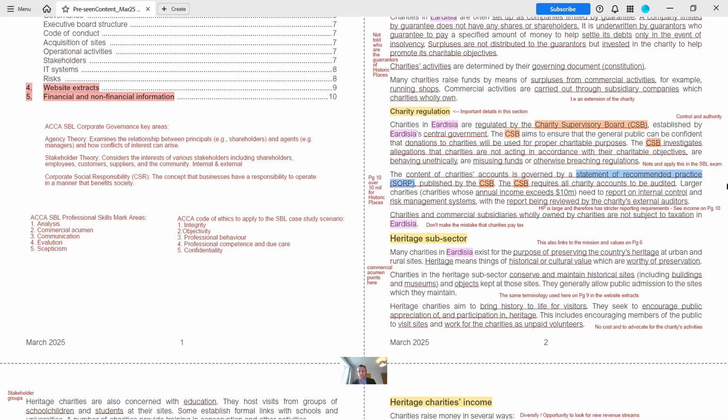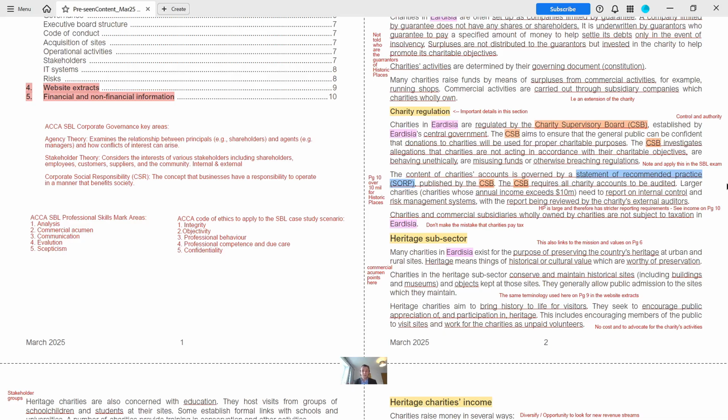And this is all about control and authority, a really important section here, that you've got all these subsidiary companies, as they put it. It's an extension of the charity. They are actually governed by ACCA's central government, and that is set up by the Charity Supervisory Board. They are also one of the stakeholders listed later on. And this is where the CSB aims to ensure that the general public who donate to charities actually see that their funds are used for proper charitable purposes.